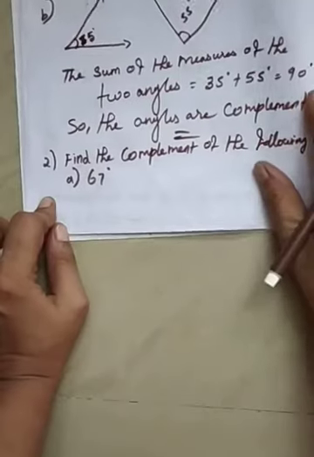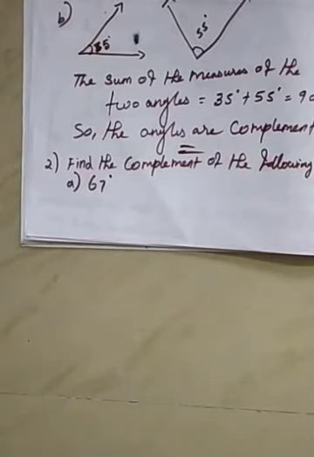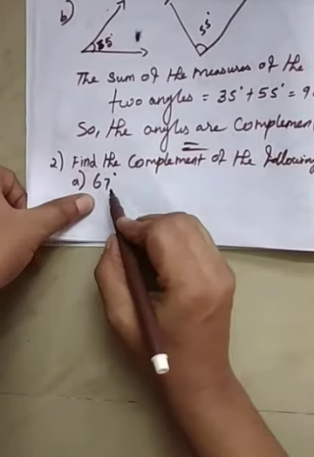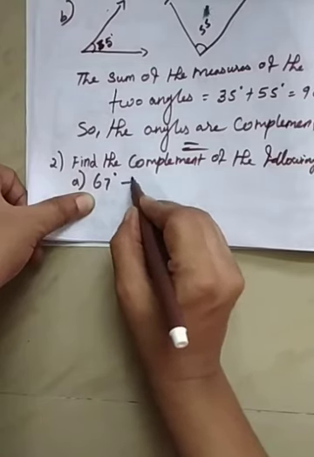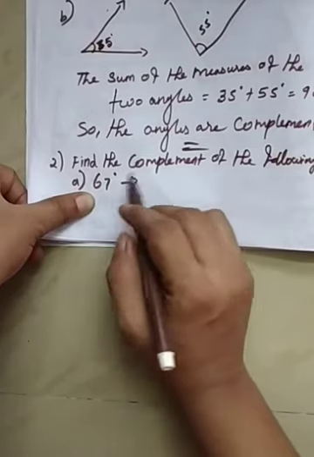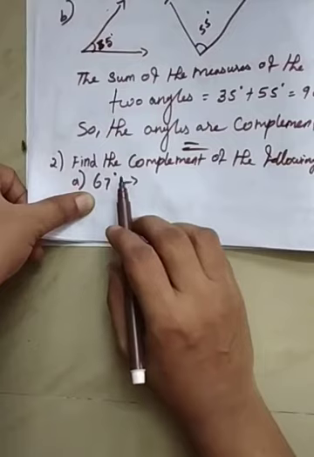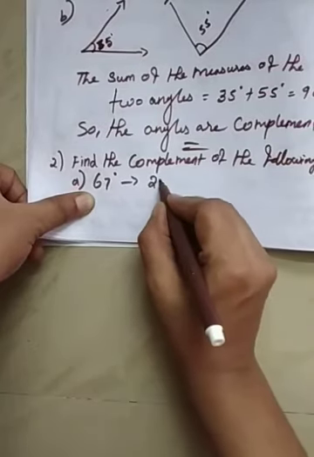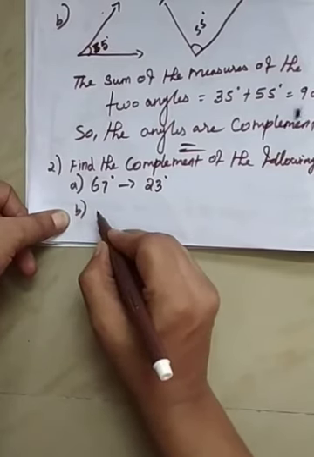67 degree. Okay, what is meant by the complementary? The complementary is nothing but the sum of the measures of the two angles getting 90 degree, right? So the one angle is 67 degree. What is the another angle? 23. So what is your question? Find the complement of the following angles. The one is 67. What is the another one? 23 degree. Clear, everybody? See the next one.